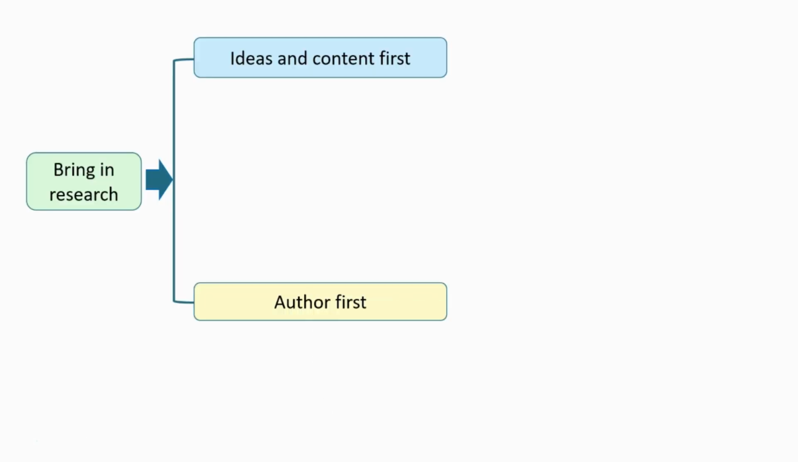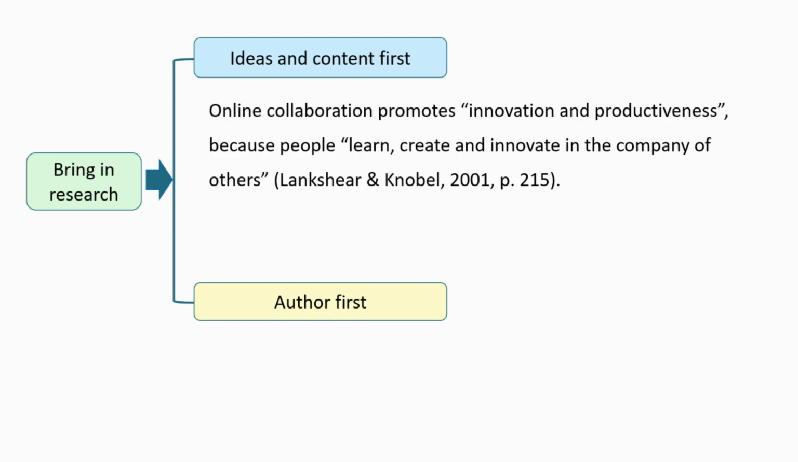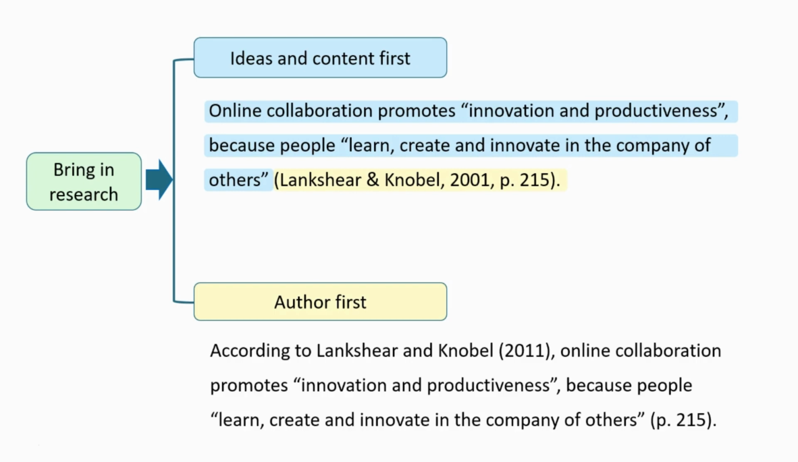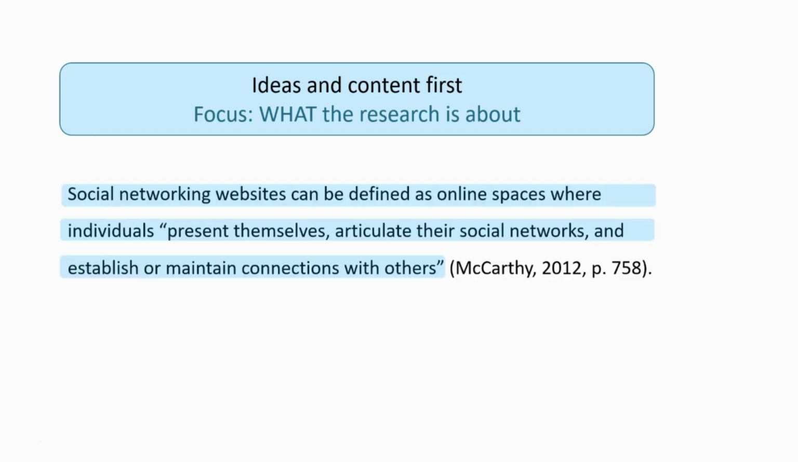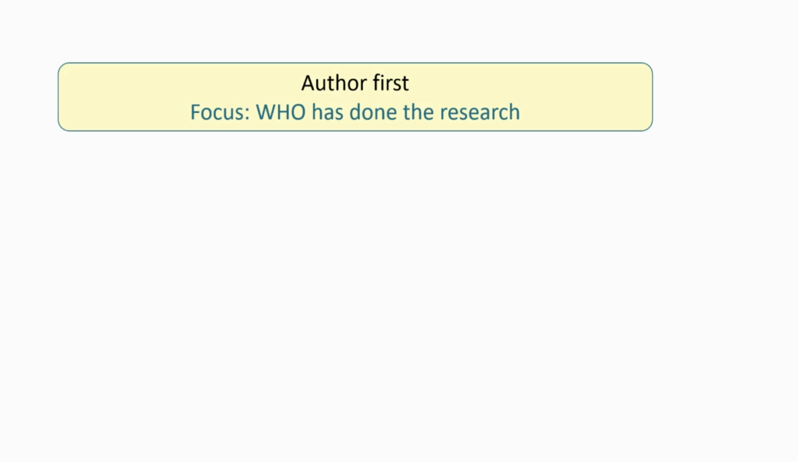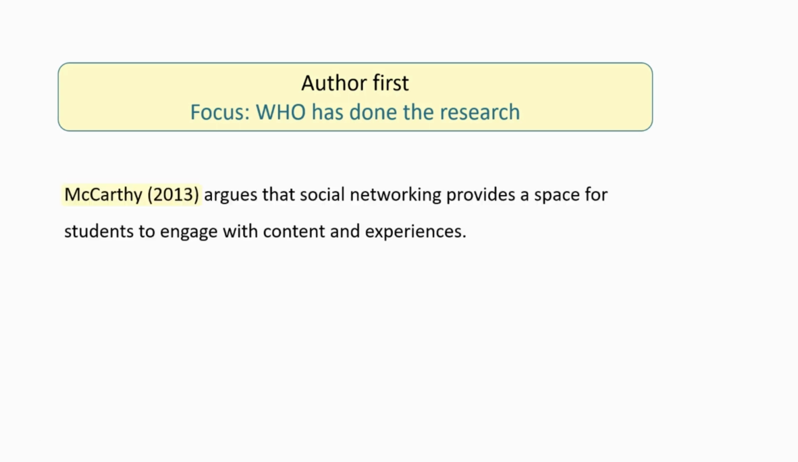When you bring in research, you have a choice about whether you put the ideas and content first or the author first. In this example, the content comes first, and then the author. And here, the author's details are first, and then the content. Putting the ideas and content first helps the reader focus on what the research is about. Here, the focus is on social networking sites. Putting the author first helps the reader focus on who's done the research. Here, the focus is on McCarthy and what McCarthy's research says about the benefits.